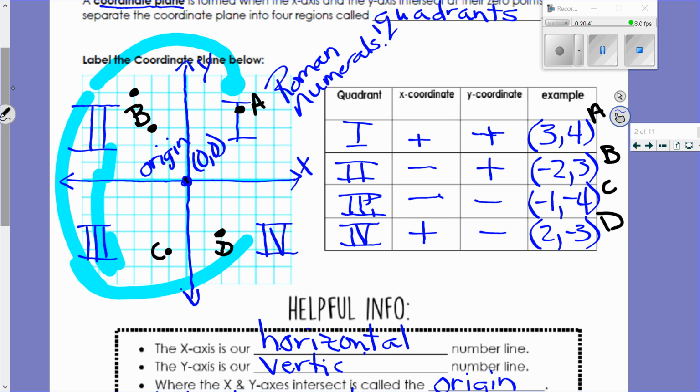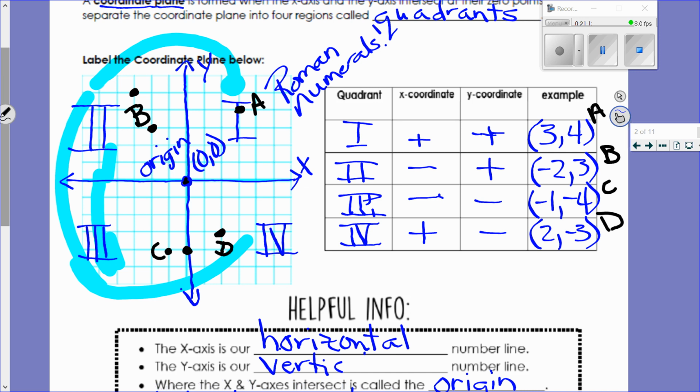Next one was, what was it? What was the ordered pair? 0, negative 4. So again, start at origin. 0, I don't go left or right. Negative 4, I go down. So yes, you were right. It was the y-axis.